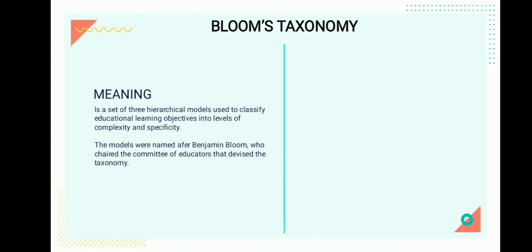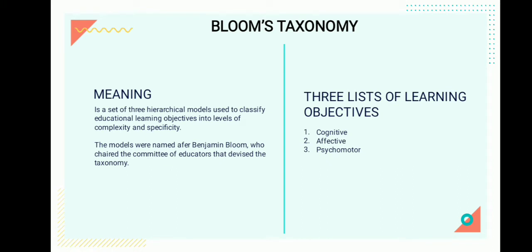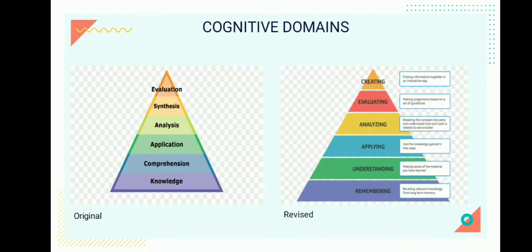There are 3 lists of learning objectives in Bloom's taxonomy: cognitive, affective, and psychomotor. The first is the cognitive domain. There are two pictures here. The first is the original picture from Bloom, and on the left and the right is the revised version from Krathwohl.